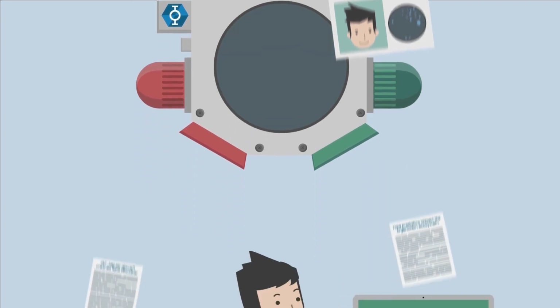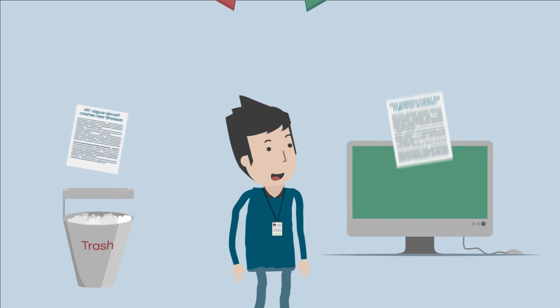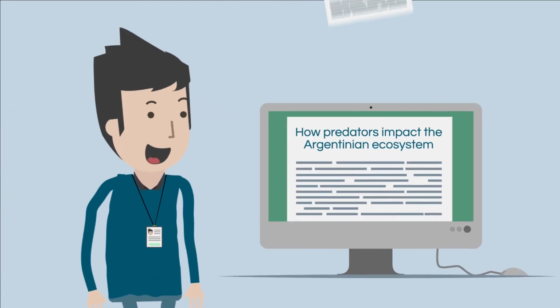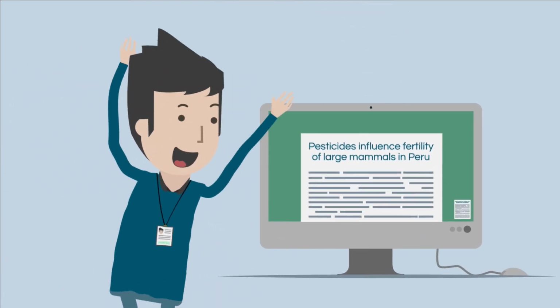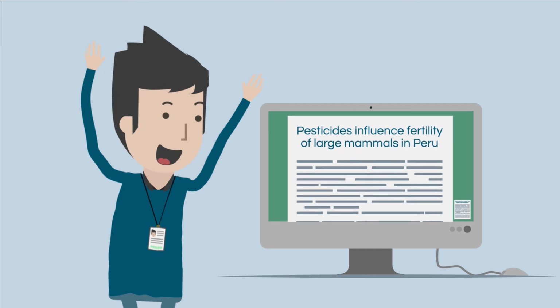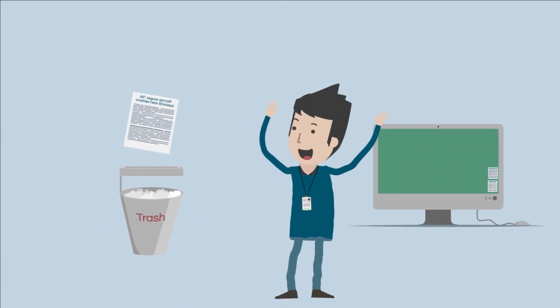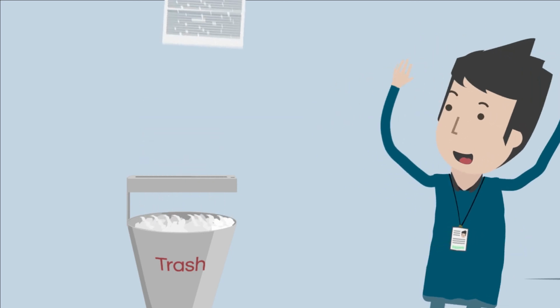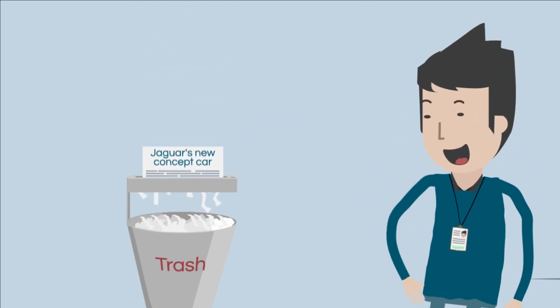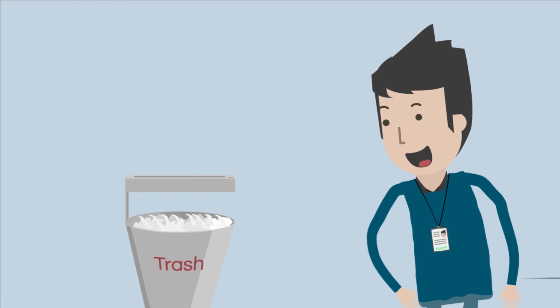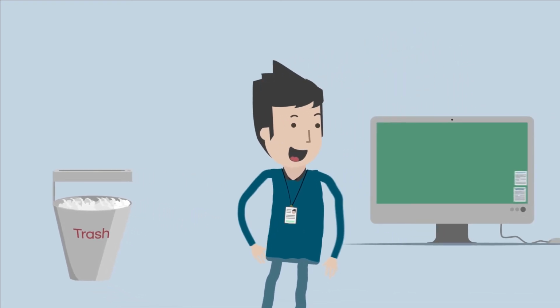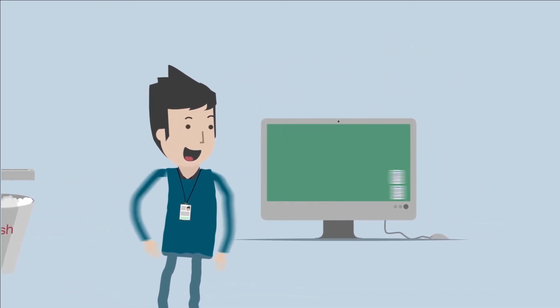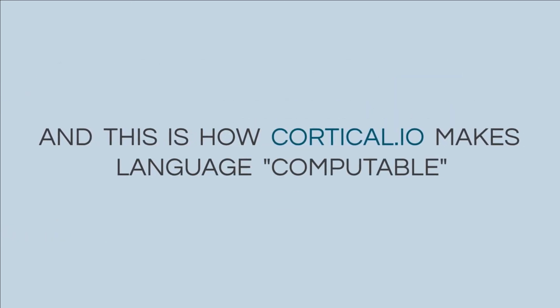That way, Michael's news filter, for the first time ever, will display all relevant information, such as pesticides influence fertility of large mammals in Peru, while filtering out irrelevant news, like the announcement of Jaguar's new concept car. Because each of the keywords specified by Michael stands for a whole family of concepts, and not just for their literal value. And this is how Cortical.io makes language computable.